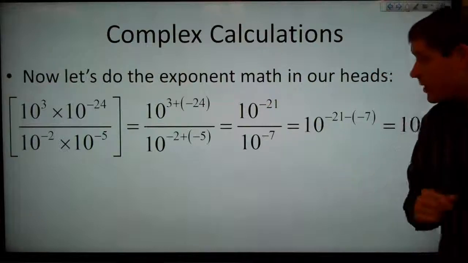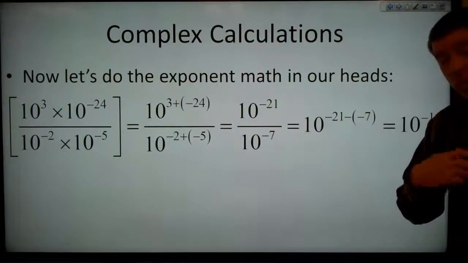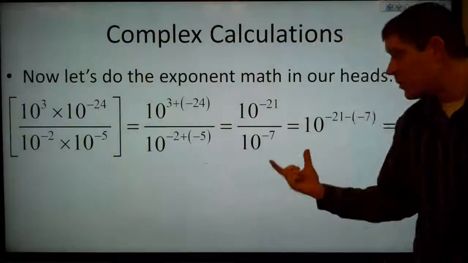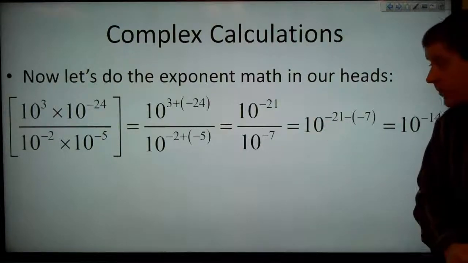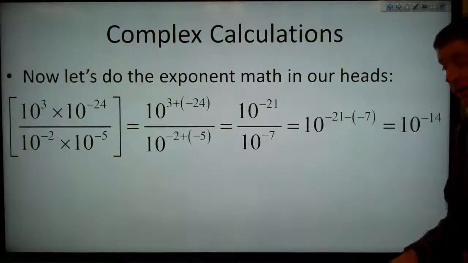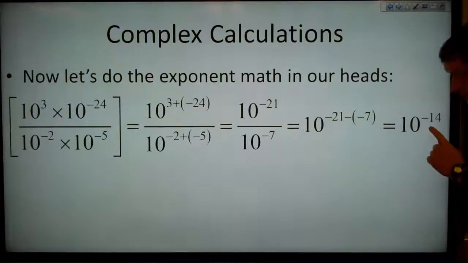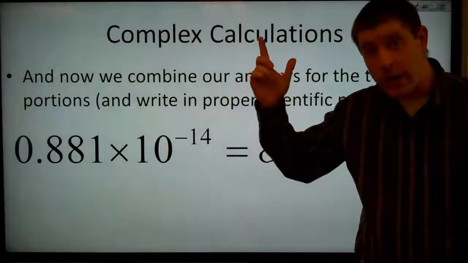So now we have 10 to the minus 21 divided by 10 to the minus 7. Remember, for multiplication, we're adding together our exponents. For division, we subtract the denominator from the numerator. So we're subtracting negative 7 from negative 21. So we have negative 21 minus negative 7. That gives us negative 14. So our answer there is 10 to the minus 14. And that was just for the exponential portion.